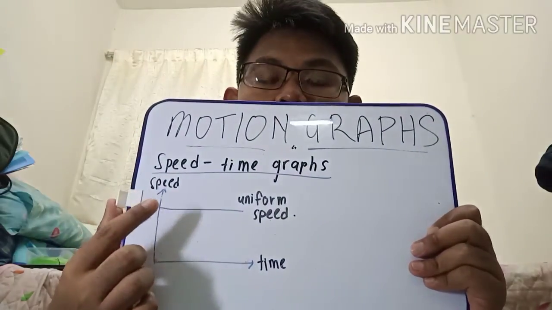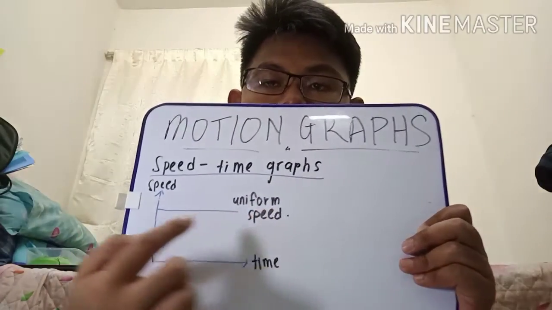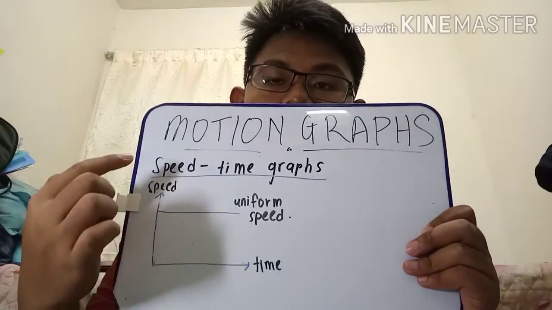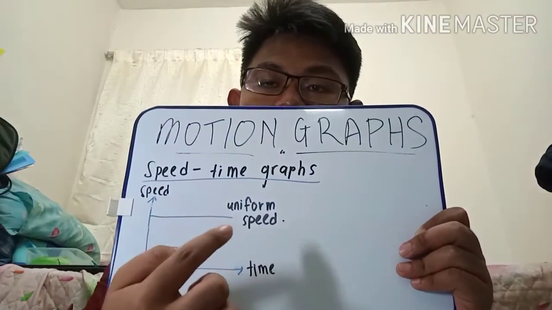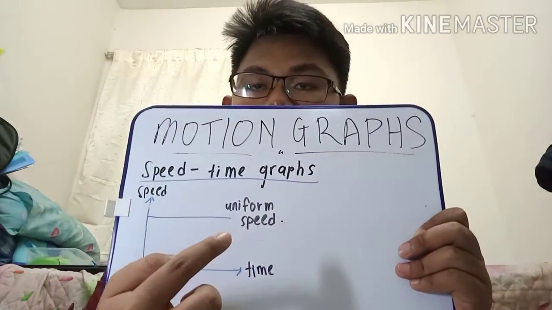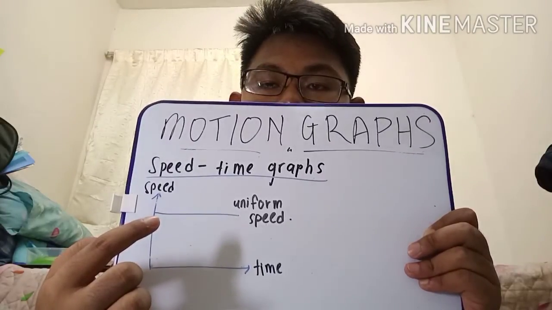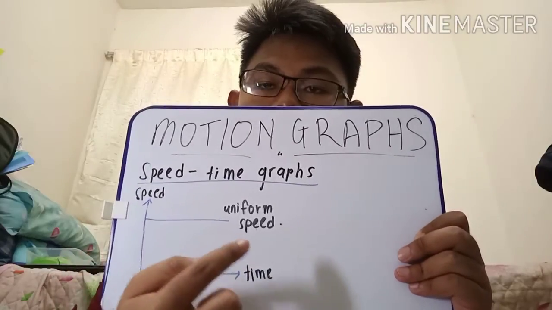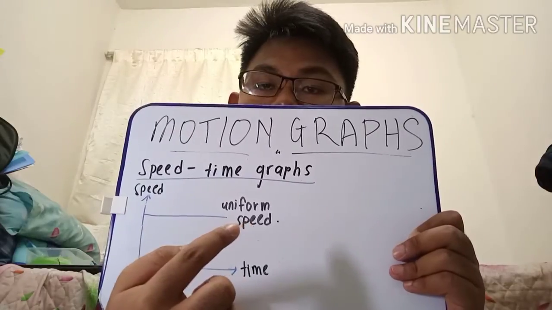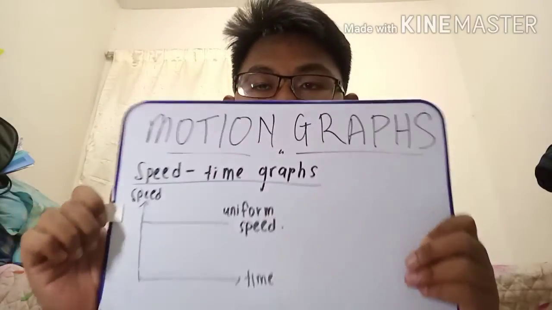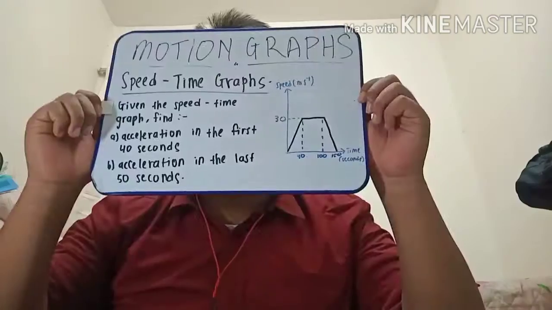Okay, so in a distance-time graph, this line means that the object is stopped. But in a speed-time graph, this shows that the object is moving with a constant speed, which means the object has no acceleration or deceleration, so it moves at a uniform speed. Alright, now let's look at a question for this.